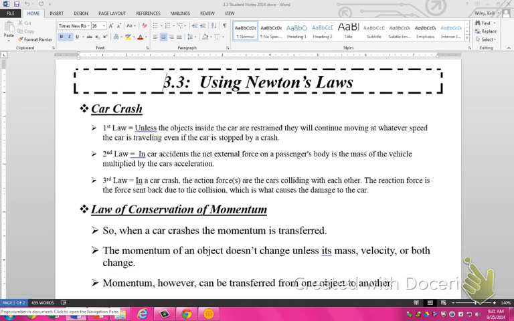Now, on top of that, when a car crashes, we talked about in Chapter 2 this concept called momentum. Momentum is the mass of an object times its velocity, and that momentum is transferred. There's also the law of conservation of momentum that says that momentum is never lost. It changes.